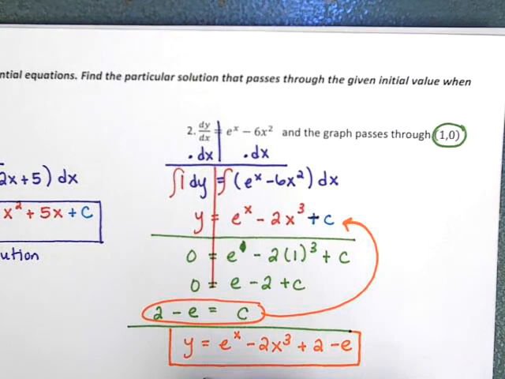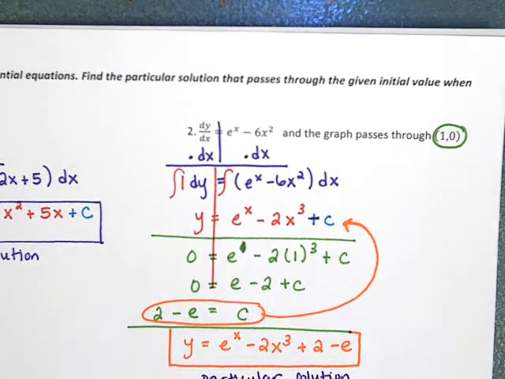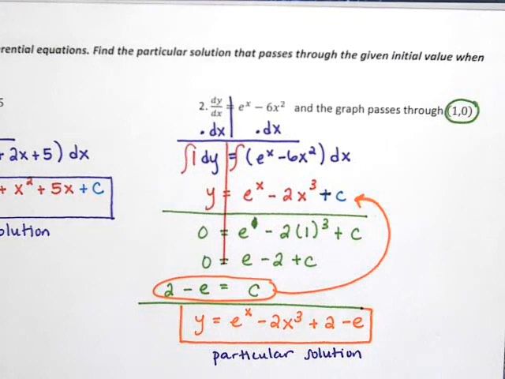This equation is what we would call a particular solution, because we actually pinned down the exact value of c that we were looking for.